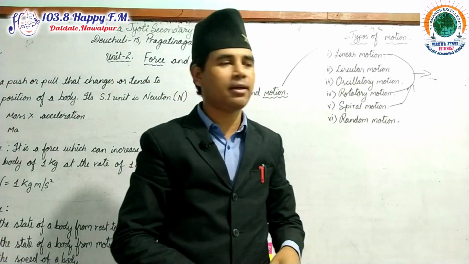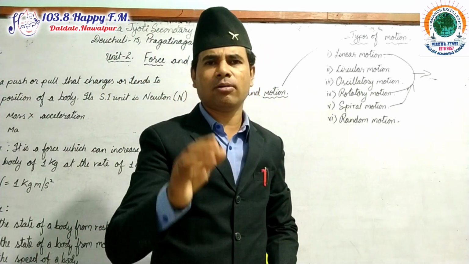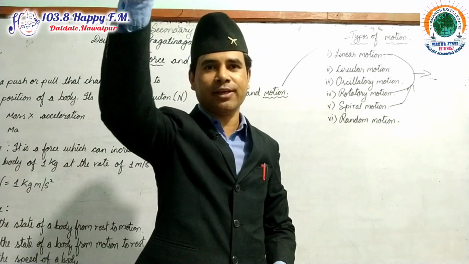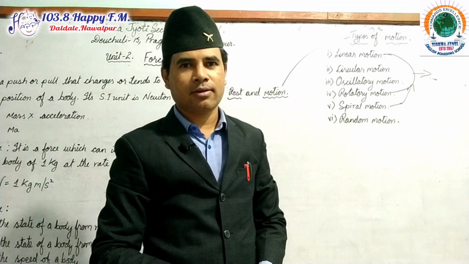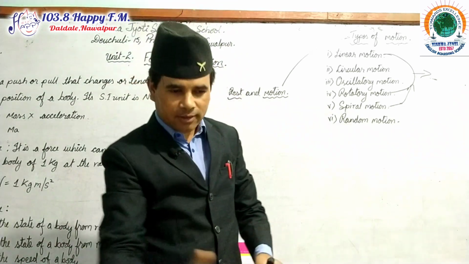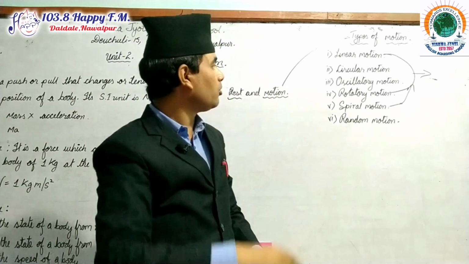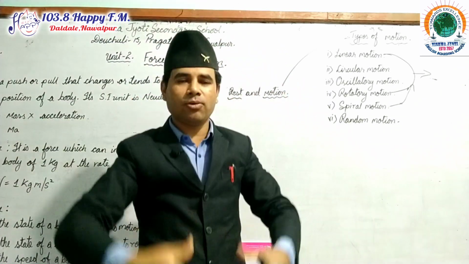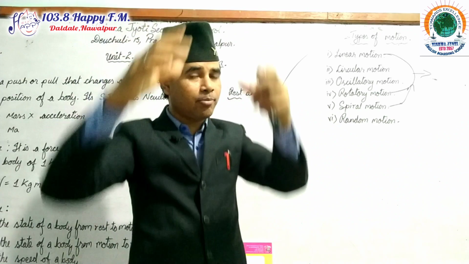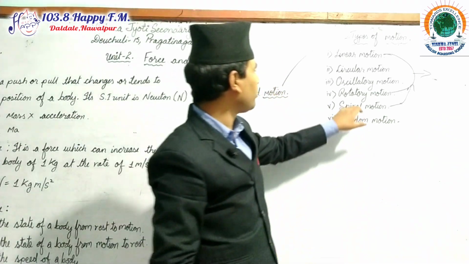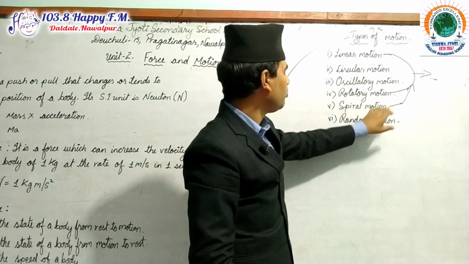Another one, I think in Nepali it is called bharang, that round 360 degree staircase. You go round but in a straight path. You go in a straight line but in a rotation form. That is a very good example of spiral motion.